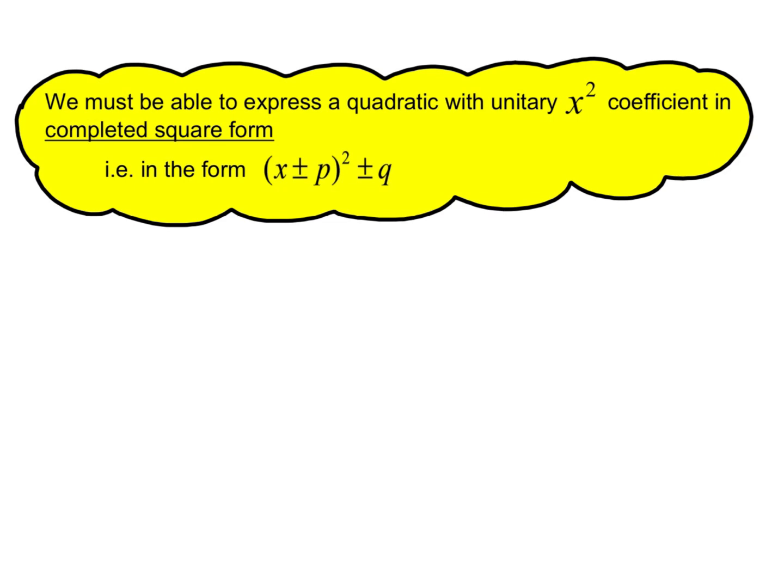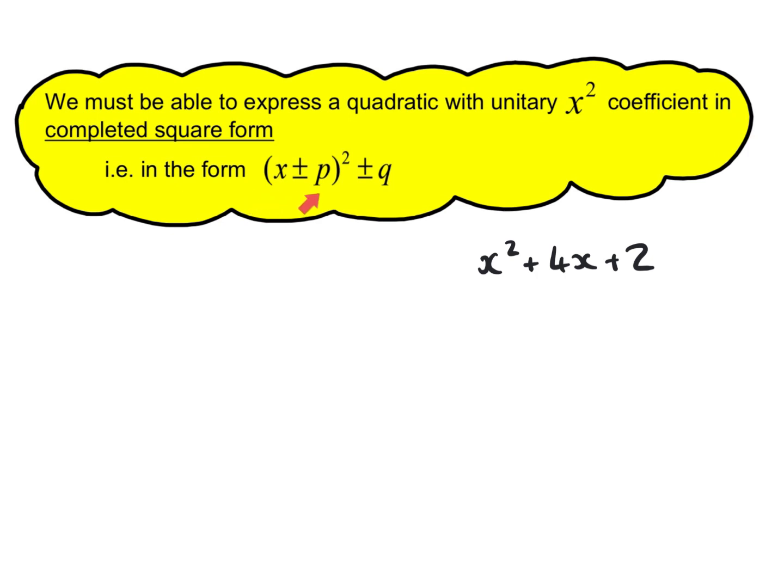If we start off with a quadratic with unitary x squared coefficient, all that means is something like x squared plus 4x plus 2. Unitary x squared just means 1x squared, so we wouldn't ever have 2x squared or 3x squared here at National 5 level. The other thing we need to do is understand what this form looks like.